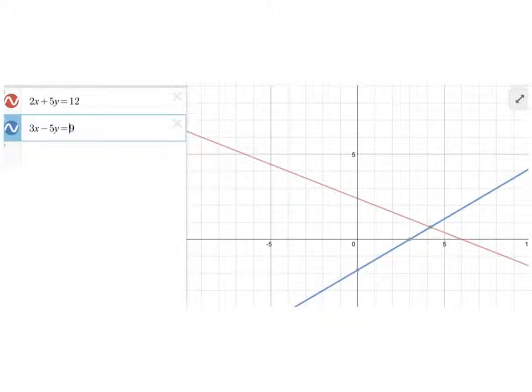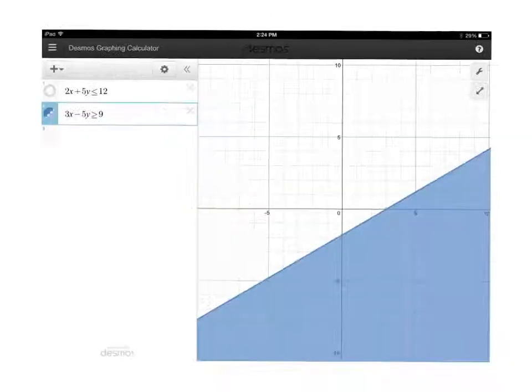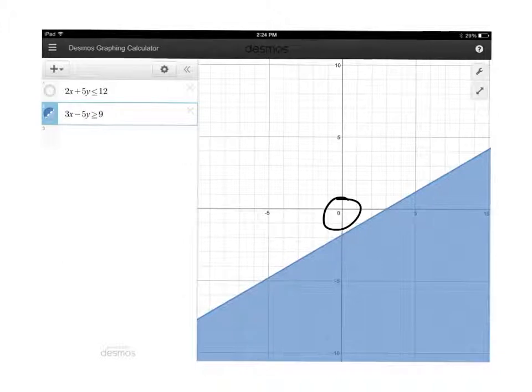Here's the graph of 2x plus 5y equals 12 in red, and 3x minus 5y equals 9 in blue. So please check to see that your intercepts match. All right, let's check for shading for our first equation, 2x plus 5y is less than or equal to 12. If I put 0, 0 in there, is 0 plus 0 less than or equal to 12? Yes, so this is the side we shade. All right, let's test 3x minus 5y greater than or equal to 9. Again, using 0, 0. Is 0 greater than or equal to 9? No. So if this side is no, this side must be yes.